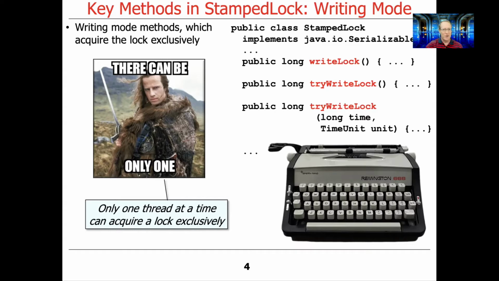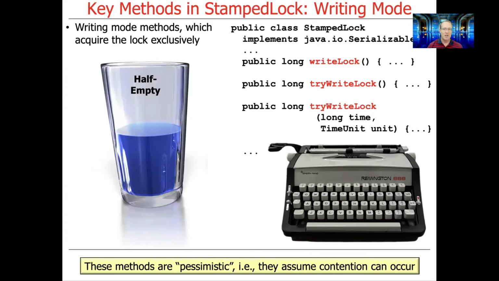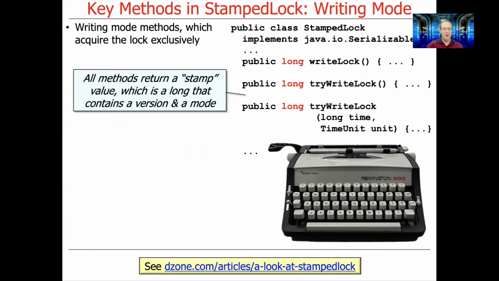That's what we get with the writer mode or the writer mechanism with Java ReentrantReadWriteLock, as well as what we always get with ReentrantLock and Java synchronized methods and statements. As I've mentioned a number of times before, writer mode is pessimistic. It assumes that there will be contention and is prepared for it.